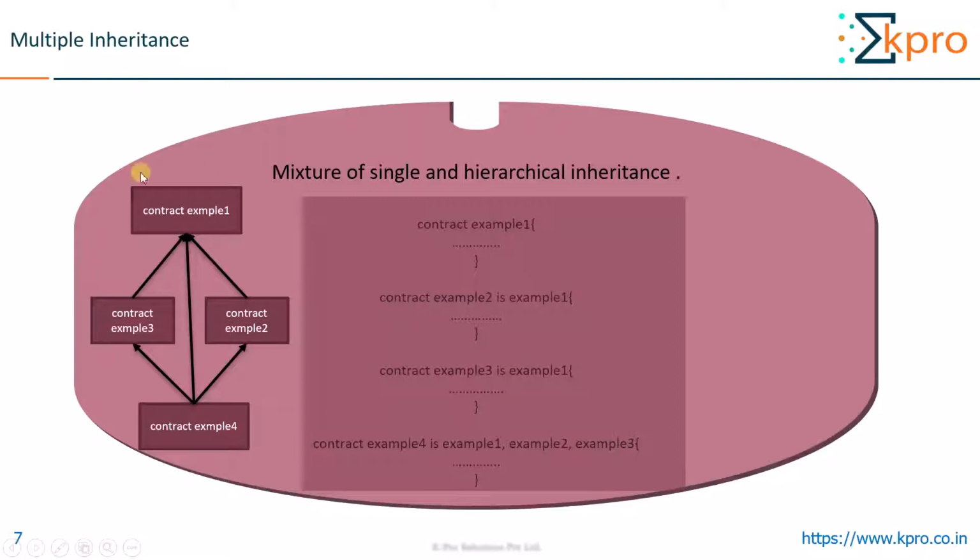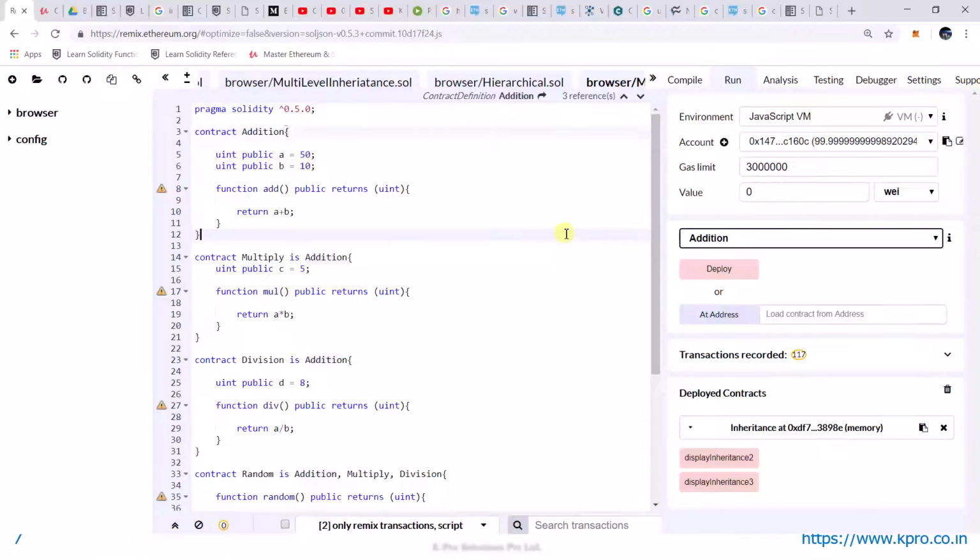That is, we have this example 1, this example 3 and 2 are inheriting from this example 1, and this example 4 is inheriting from all the 3 contracts, that is 3, 1 and 2. Now let us have a look at an example of this multiple inheritance. So this is the example where I'll be explaining multiple inheritance.